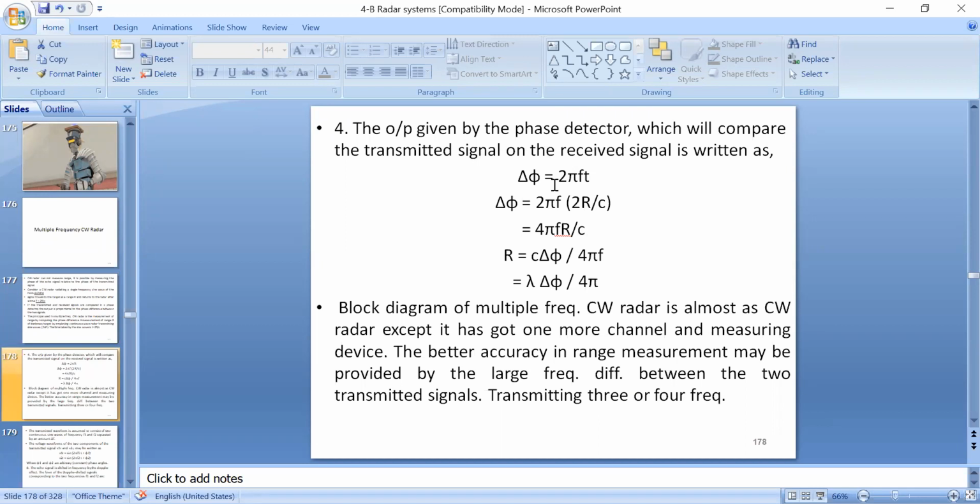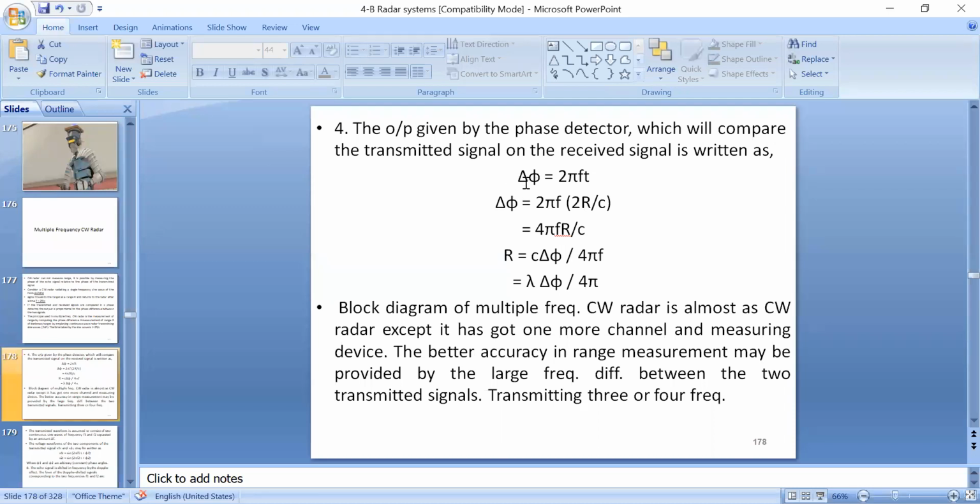the range information of the moving target by using a phase deviation. In the previous case, by using the frequency deviation delta f, we could measure the range information of the moving target. I already explained the derivation. Now this is a small derivation to prove we can calculate the range information by using the phase deviation, the output given by the phase detector.